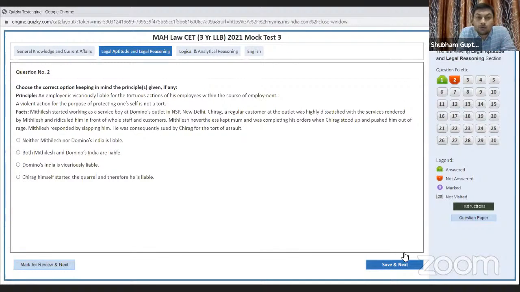So again, did he do it in response? Did he do it as a protection act? Right? So can I say it would not be a tort? So neither Mithilesh nor Domino is liable. Both Mithilesh and Domino are liable. Right? Next is Domino India is vicariously liable. So if I see all the statements, I would say they are not liable at all. Correct? They are not liable at all.